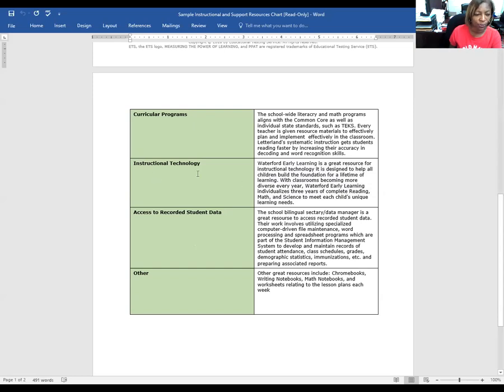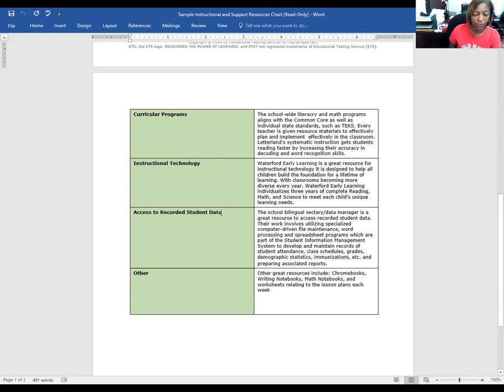Instructional technology, we all know what that is. What types of technology are available for you in that school that you can use in your classroom to enhance learning? This particular one has a Waterford early learning program. So there may be some math programs, there may be some reading programs that you can download through the instructional technology. So anyway, instructional technology is the technology that you use in your classroom to help enhance learning.